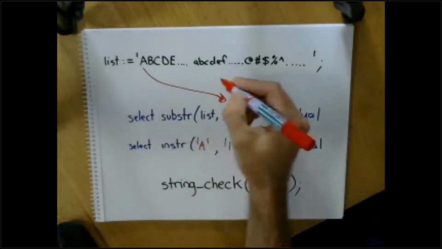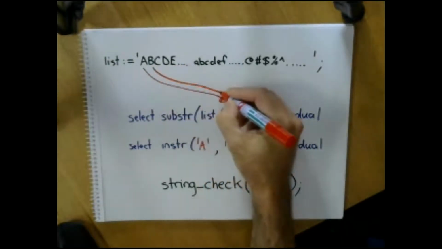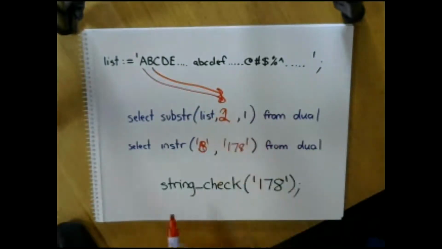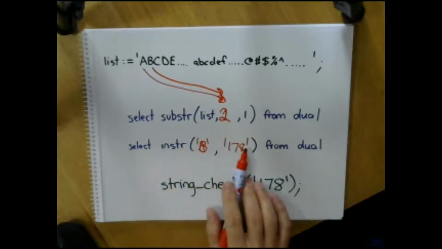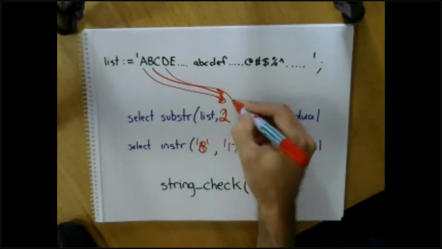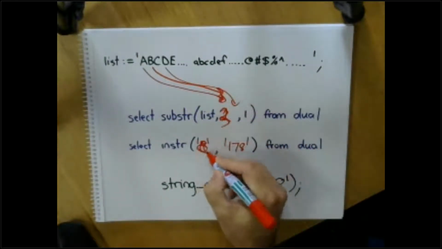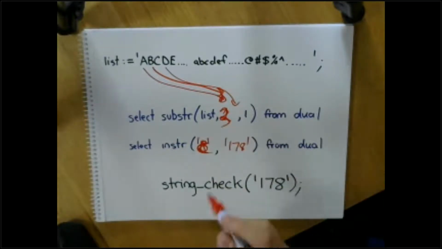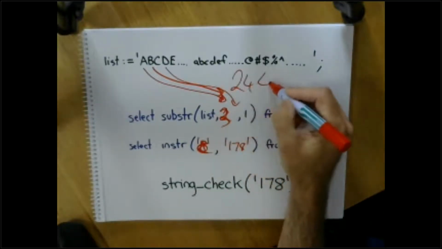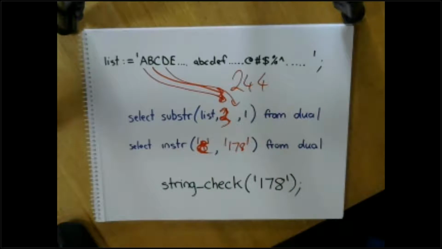Then I move on to the next character. Number 2, get the B out. Then I put a B in here. Then I do select instring B of 178 from dual. And then I get the next one out. Character 3, in string C, and so on for all 244 characters. So hopefully that bit of pictorial helps explain exactly what that piece of code was doing.